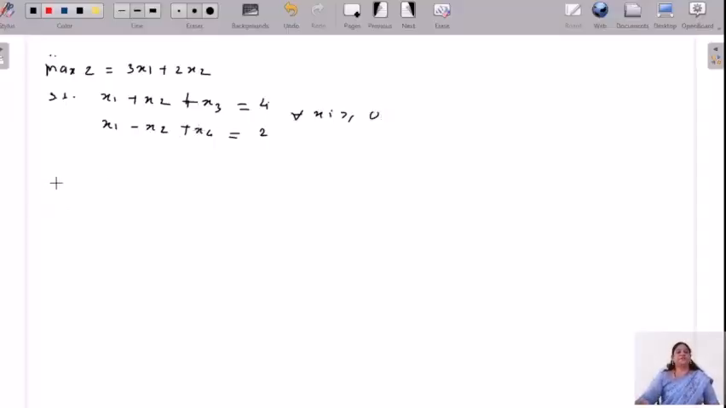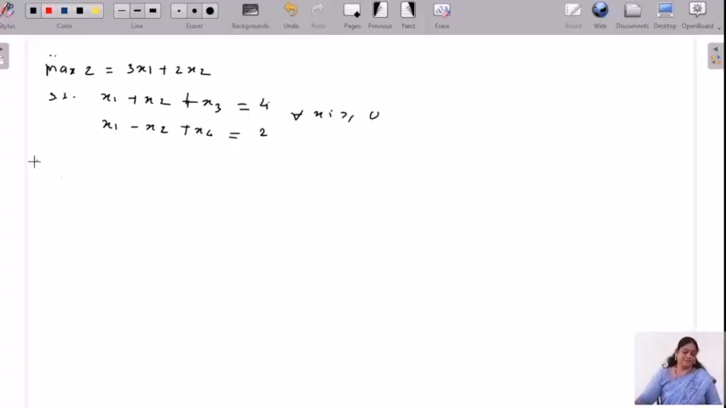Our first step: the LPP is already in the maximization form. No right hand side constant is negative, therefore there is no need to multiply by -1. Then we convert the given LPP into standard form using slack or surplus variables. Here our LPP contains both constraints of less than or equal to type, therefore we use only slack variables x3 and x4. Then write the table.